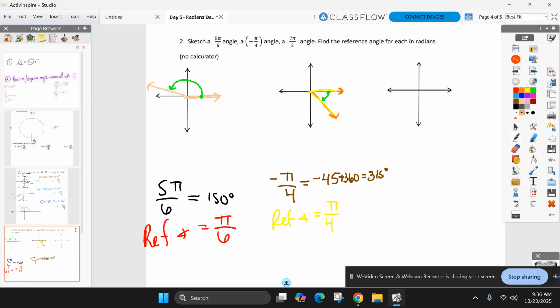But we'll see here for the last one. 7 pi over 3. 420.